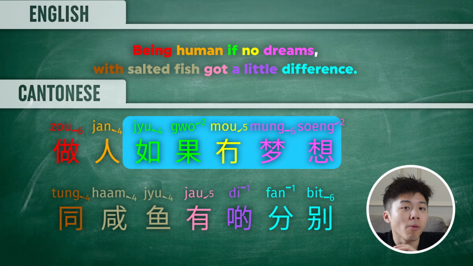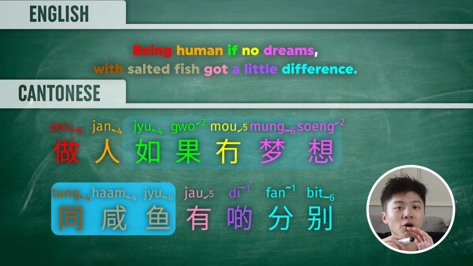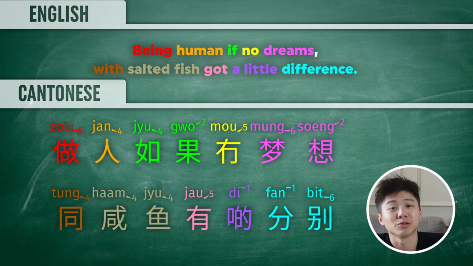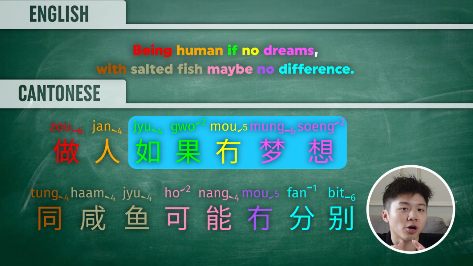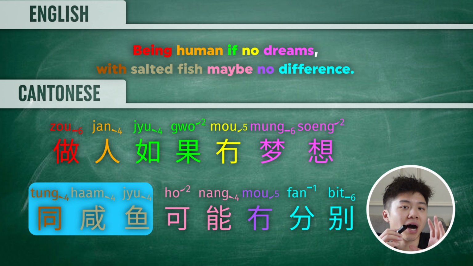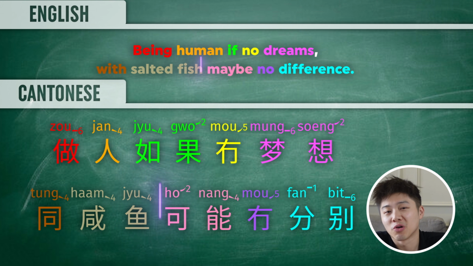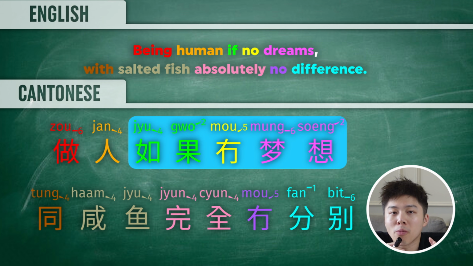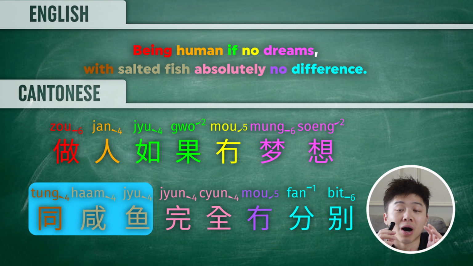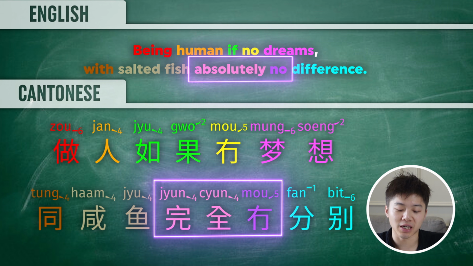做人如果冇夢想，同鹹魚有啲分別. If a person has no dreams, they're a little bit different from salted fish. Now, next one. 做人如果冇夢想，同鹹魚可能冇分別. If a person has no dreams, then maybe they're no different from salted fish. Now, next one. 做人如果冇夢想同鹹魚完全冇分別. If a person has no dreams, they're absolutely the same as salted fish.